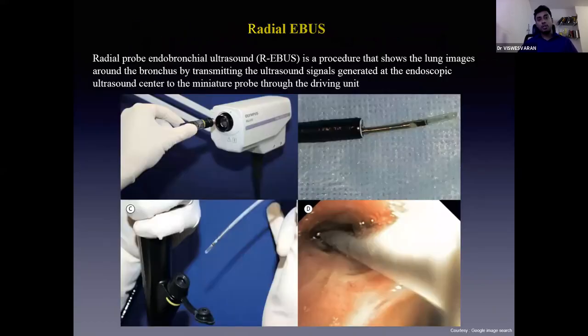So this brings us to the role of the radial EBUS. The radial EBUS is a procedure that shows the lung images around the bronchus by transmitting the ultrasound signals generated at the endoscopic ultrasound center to the miniature probe through the driving unit. So the first picture shows the probe and the processor, the second picture shows the probe within the bronchoscope, and the last picture shows how we put the radial EBUS into the bronchus.